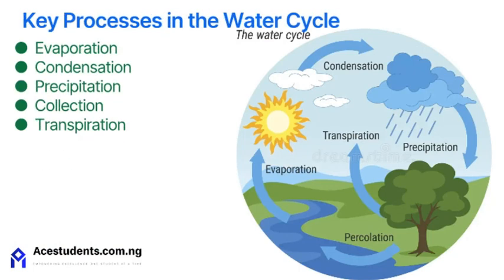The key processes in the water cycle are evaporation, condensation, precipitation, collection, and transpiration. Each of these plays a role in the continuous movement of water.